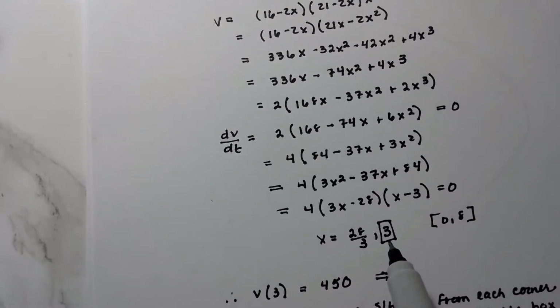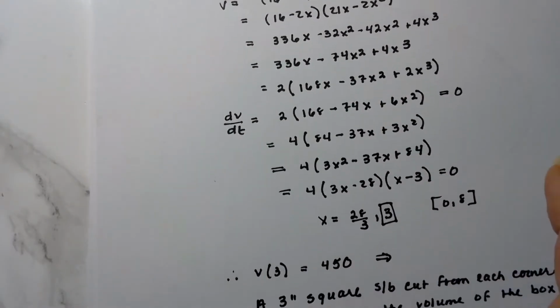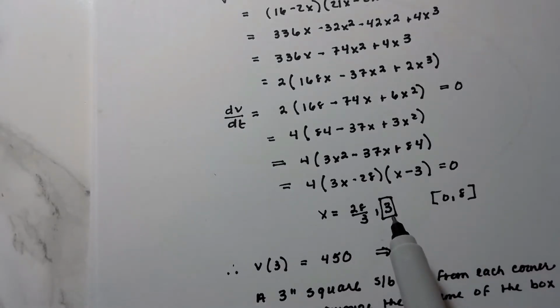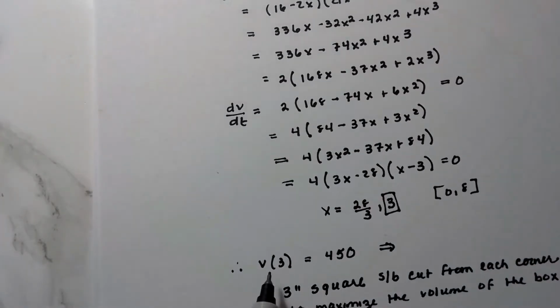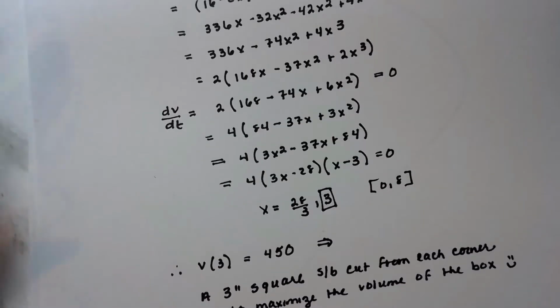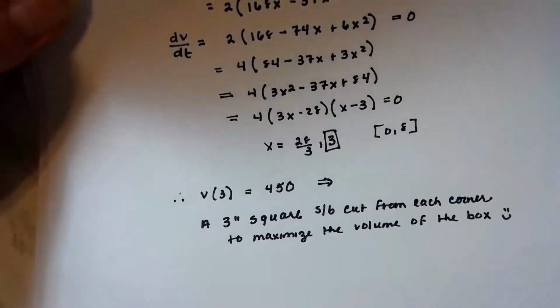So this is the critical number, so that means that this is the size square I need to cut out of each corner, because that was the question. What size square do we need to cut out of each corner in order to maximize the volume of the box? Well, if I evaluate the volume at 3, and I just did that in my calculator, I get 450. So therefore a 3-inch square should be cut from each corner to maximize the volume of the box.